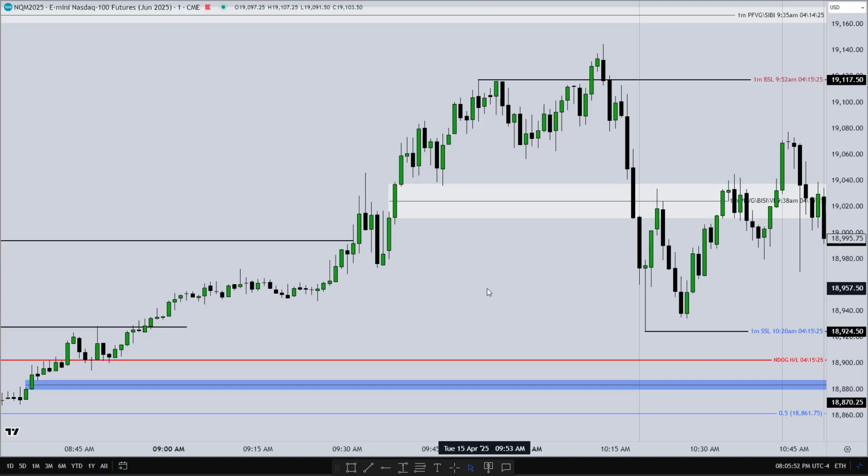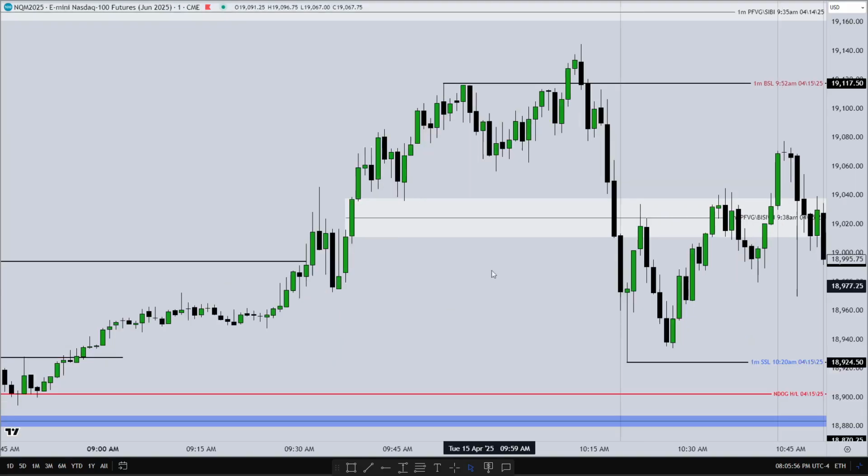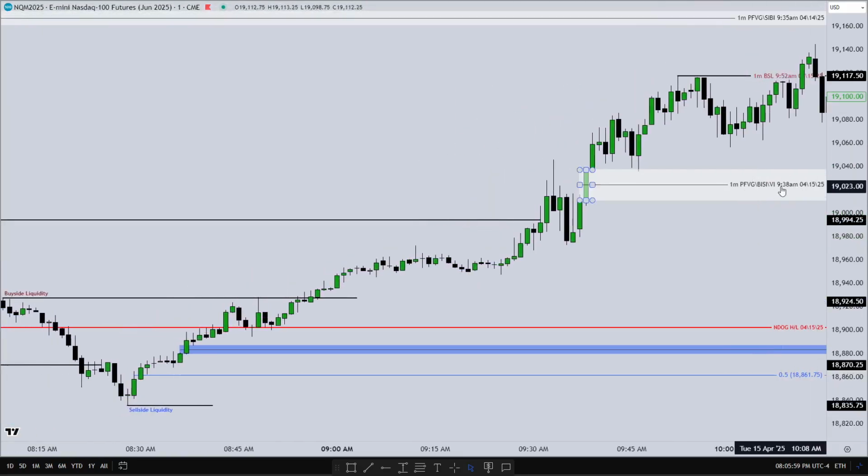All right, so Tuesday, you can see the first presented fair value gap right here. 1 minute, first presented fair value gap as a buy side imbalance, sell side inefficiency, or a BISI. I said I wouldn't say it, but here we are. And it's also incorporating the volume imbalance, high and low, on both ends. So I have that annotated as April 15th, 2025's first PFVG.